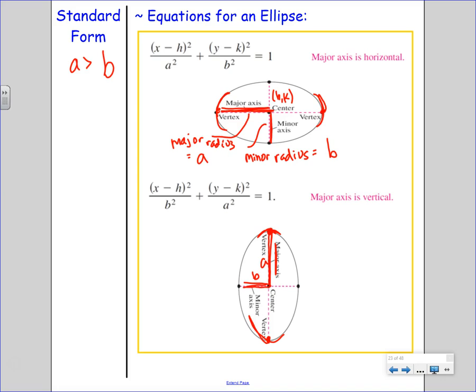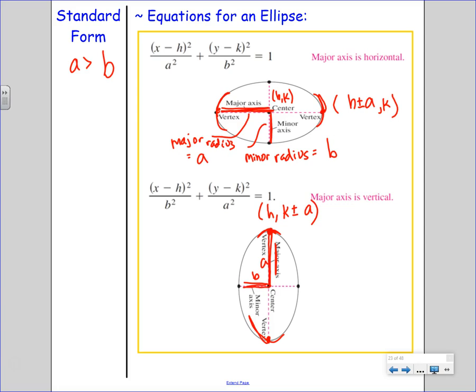Let's see, is there anything else we should talk about? The vertex. The vertex on this one is going to be, let's see, the y's stay the same, and the h's need to add and subtract a. The vertices over here, what stays the same now for these vertices? The h stays the same, the x stays the same, and the y is going to add or subtract a.